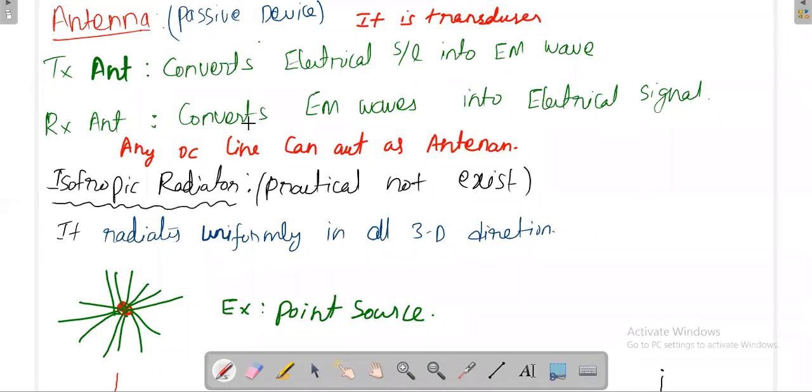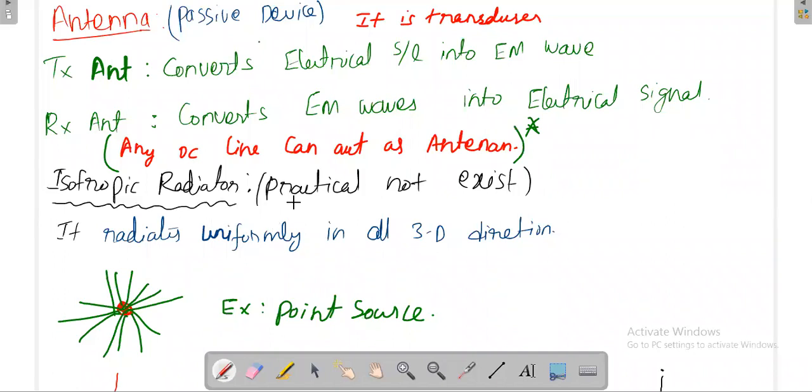Okay, sir. Okay. What is a transmitting antenna? It converts the electrical signal into EM waves. If it is a receiving antenna, it converts EM waves into electrical signal, just the opposite. So again, any open circuit line can act as an antenna. Very important property of the antenna: an antenna is generally an open circuit. Any open circuit line can act as an antenna.